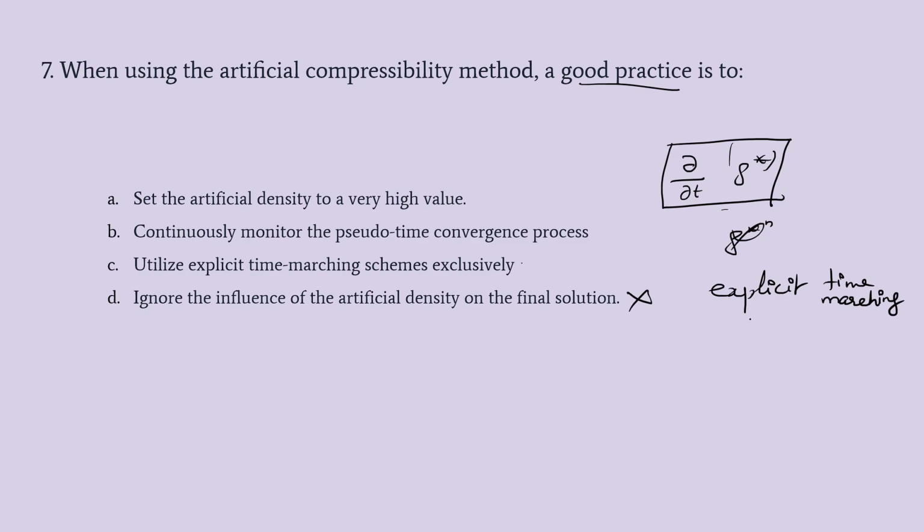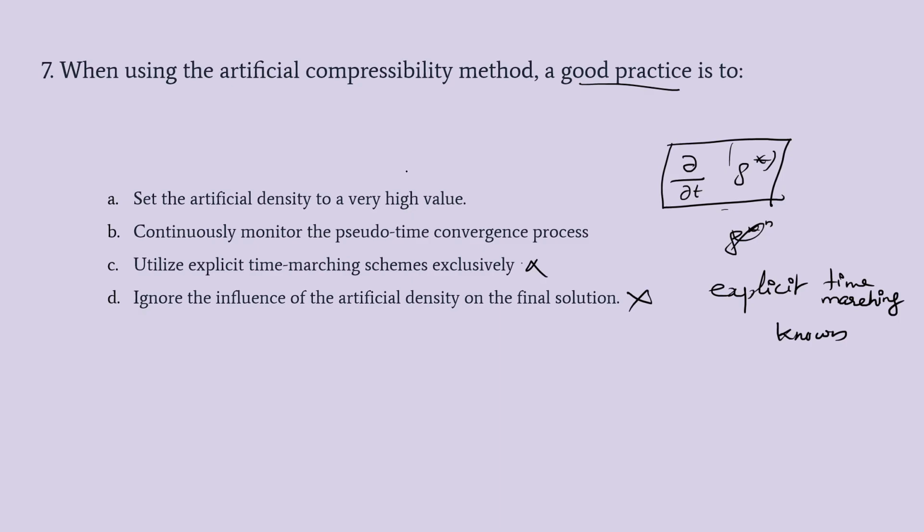Explicit time marching is something where, apart from the unknown in the current time step, every other term in the discretized equation will be known. So the unknown, that is rho star at our particular time step, will be calculated entirely from known values. Such a condition is called explicit time marching. But here, because it's a pseudo time we are introducing, explicit time marching methods may not be feasible. That's again a wrong statement.